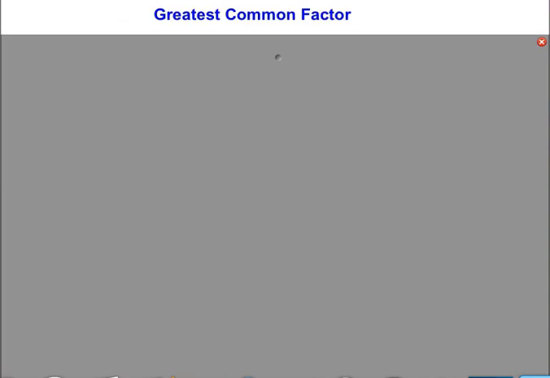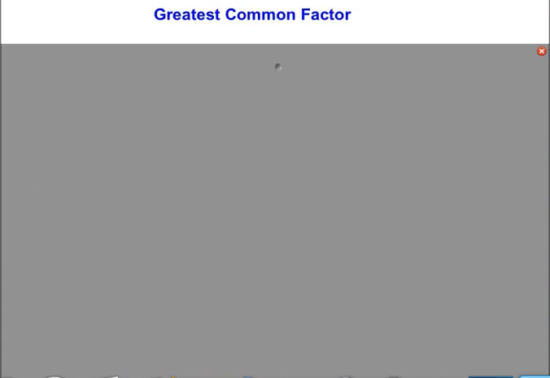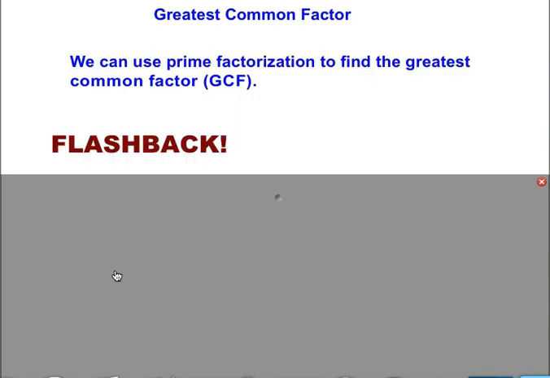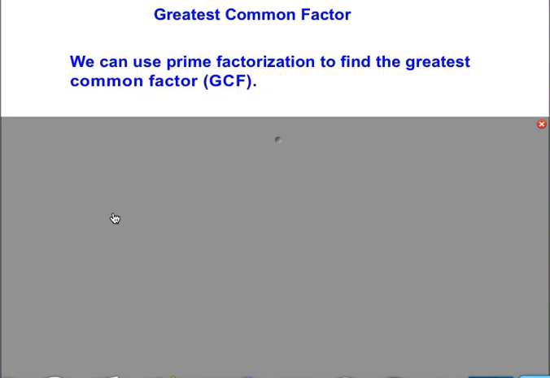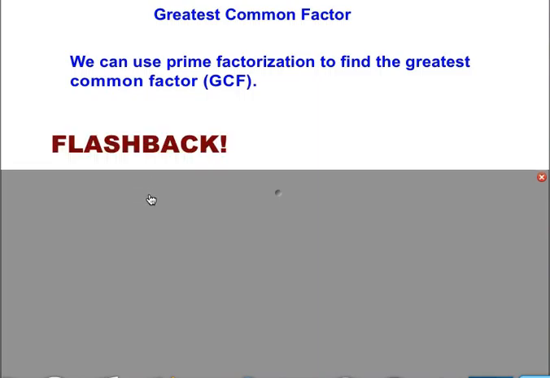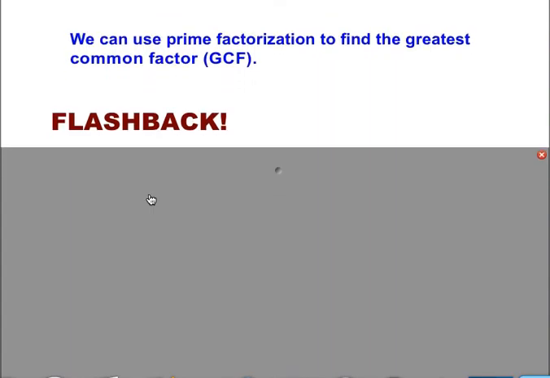We will begin with the greatest common factor. The first part of this lesson, we will be looking at how to find the greatest common factor of two given numbers. In order to do this, you will be using prime factorization to help you find the GCF. Let's do a quick flashback and discuss what prime factorization is.